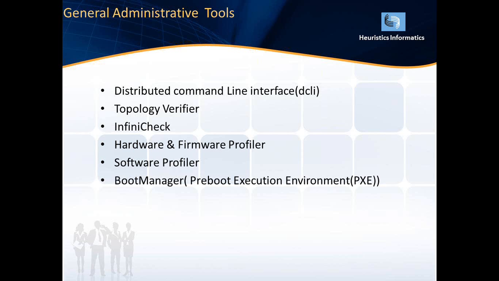The next one is InfiniCheck, which is a command line tool that verifies whether all the ports of the components have been configured, whether they are up and running, and whether any port has issues. It will filter all those sorts of issues and pop up a message if there is any issue. The next one is the Hardware and Firmware Profiler. It will ensure that the firmware for each and every hardware is up to the required level or not. If there are any firmware issues, it will flag them at the time when the script gets executed.